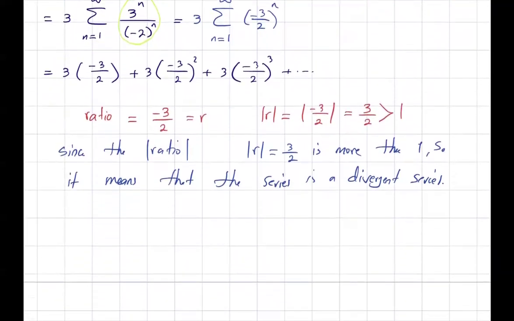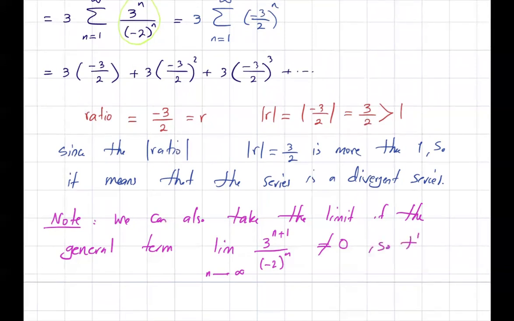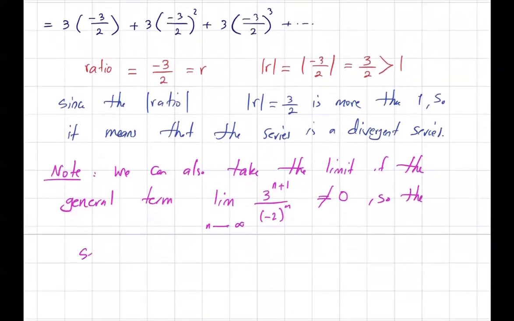So, quick note for you. We can also take the limit of the general term, which is the limit of 3 to power n plus 1 divided by -2 to power n as n goes to infinity, and it's not 0. And from that, you could say that since the limit of the general term is not 0, the series is a divergent series.